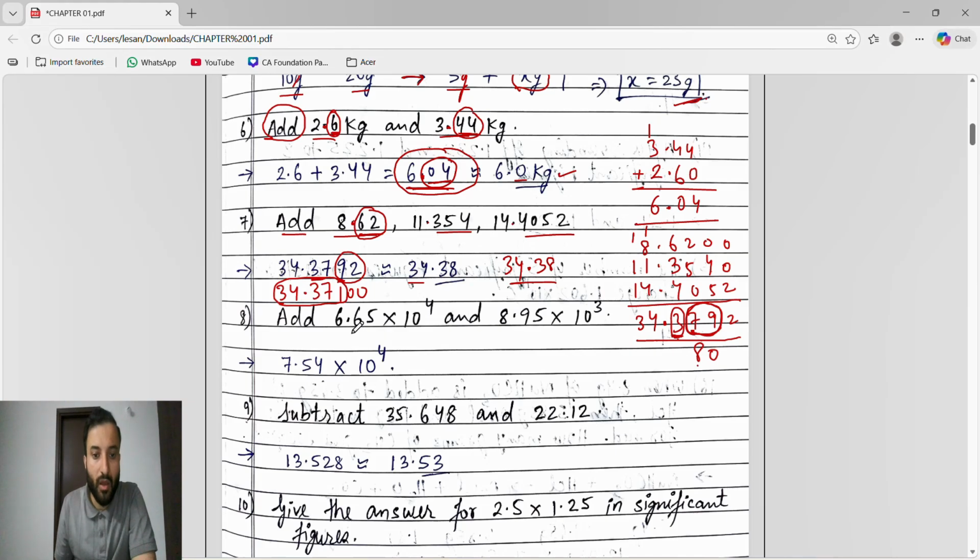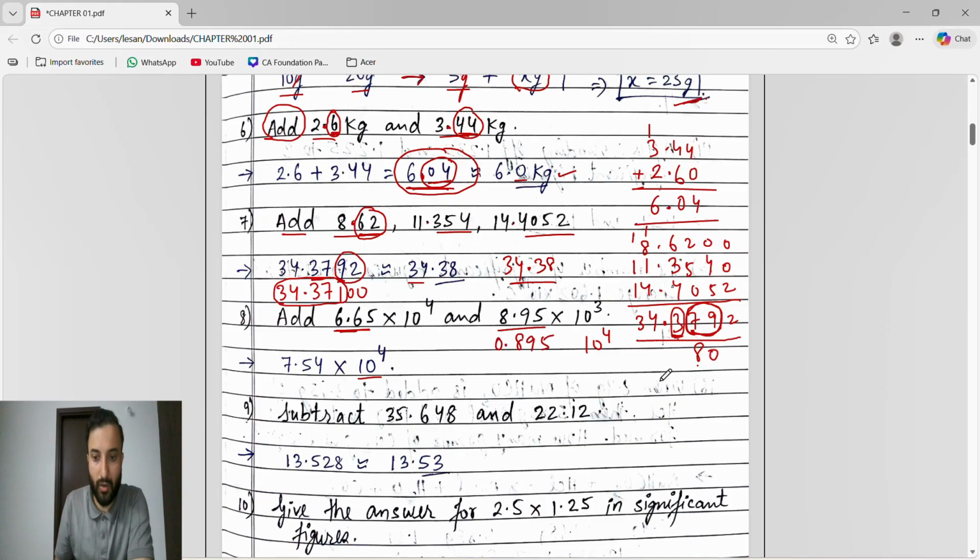Okay, now we have to add 6.65 into 10 to power of 4 and 8.95 into 10 to power of 3. One is 10 to power of 4, the other is 10 to power of 3. We see that all the options are in the form of 10 to power of 4, so we keep the first as it is because it is already 10 to power of 4. We convert the other into 10 to power of 4, which means we have to increase the power. If you increase the power, the point shifts to the left hand side. If you decrease the power, the point shifts to the right hand side. The point shifts to the left hand side.